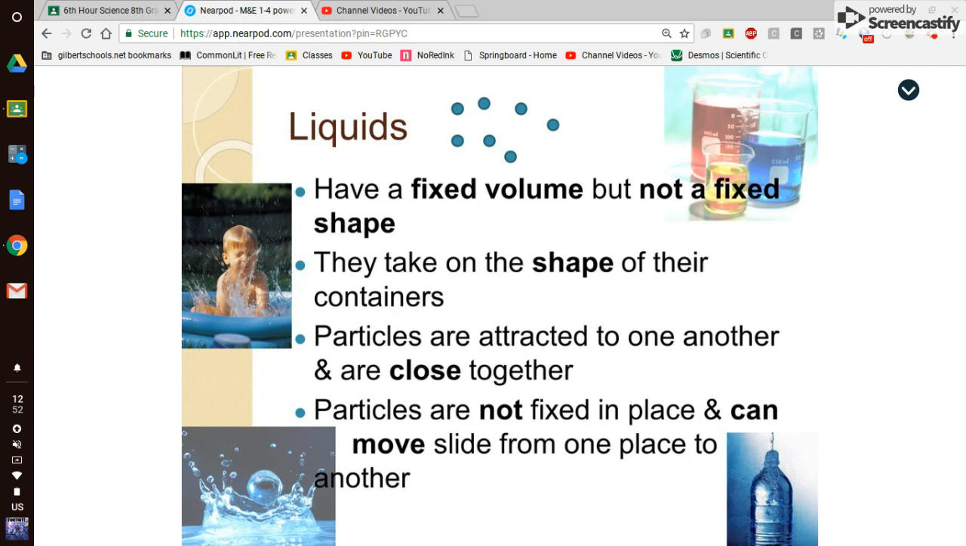It does have a fixed volume. You can measure out a specific volume, but it does not have a fixed shape. It will take on the shape of whatever container or wherever you pour it. Okay, it'll take on that shape.